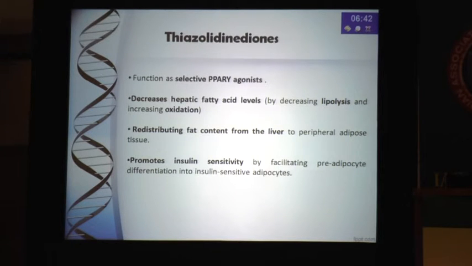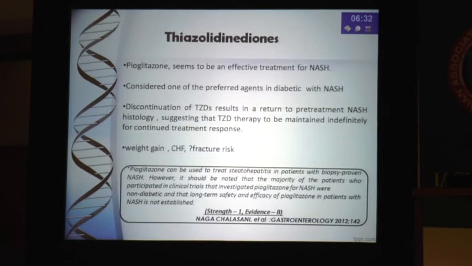It changes the pre-adipocyte to the insulin-sensitive adipocyte, which means it causes the redistribution of fat from the visceral adipose tissue to the periphery. So it has a very good role, and it seems to be an effective treatment for NASH, and various studies have shown that it can retard the progression of fibrosis. But the problem was that after about 2 years, when the drug was stopped, the histology again reverted to the same stage as it was there.